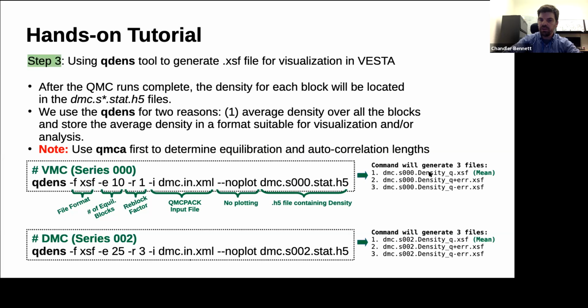They'll give you the mean of the density, which is this density underscore q.xsf. But then it also keeps track of the standard deviation, and will give you the mean plus the standard deviation and the mean minus the standard deviation recorded in these files. And the exact same is given for the DMC.